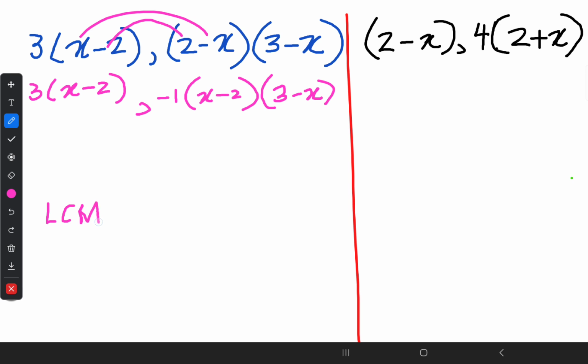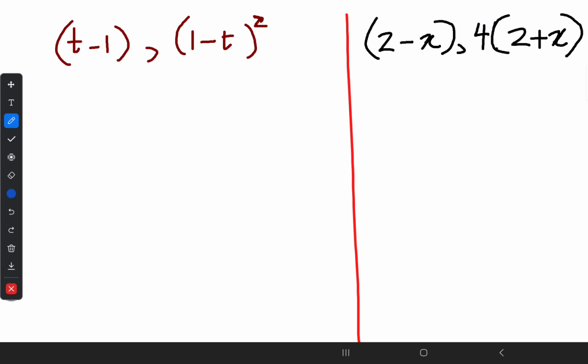You have to find the LCM for the numbers 3 and negative 1. It would be negative 3. In both, x minus 2 is an expression. Thereafter, another expression would be 3 minus x. So all these three are included in our LCM: negative 3 times x minus 2 times 3 minus x.